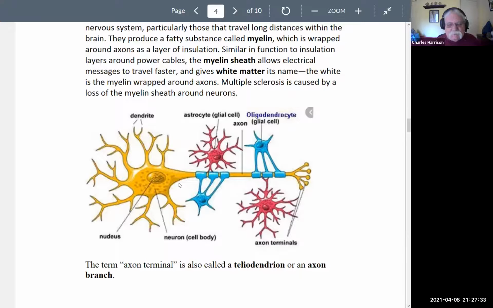We'll see in a moment that the impulse will be traveling from this direction here, the dendrite, into the nuclear area. Then along the axon or axon cylinder, can be called either one, and to the axon branches. In this case, they're calling them terminals. That's fine too.